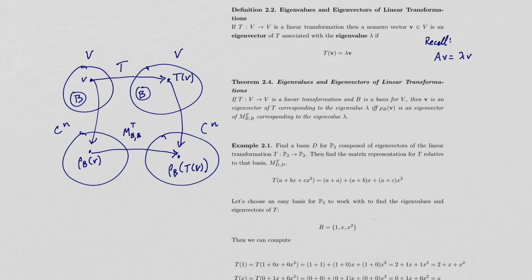Now we have to be careful. The eigenvalues of the matrix will be complex numbers. The eigenvalues of T will be the same complex numbers. The eigenvectors of M will be vectors in Cn. The eigenvectors of T will be vectors in V. So the eigenvalues are identical. The eigenvectors are in different vector spaces. So we've got to use this transformation to get from the eigenvectors of M back up to the eigenvectors of T. And we'll see how that works when we do an example.